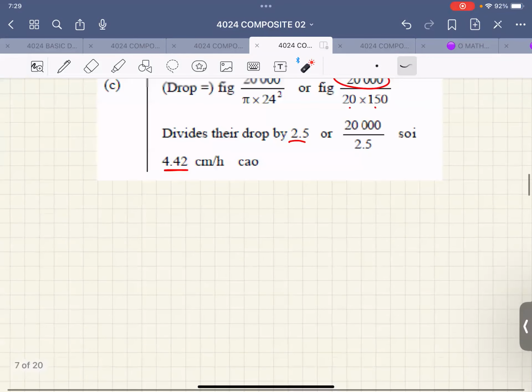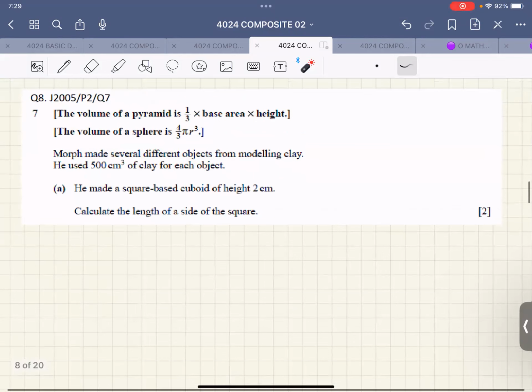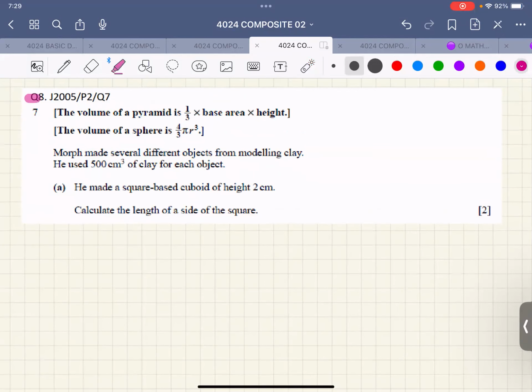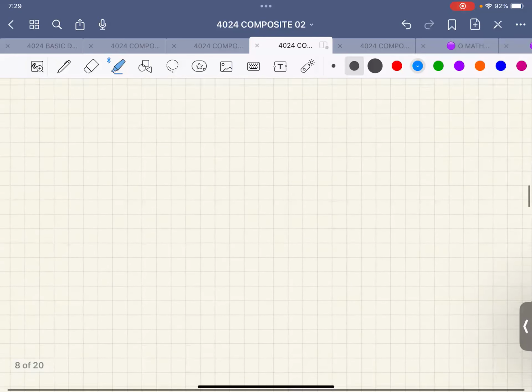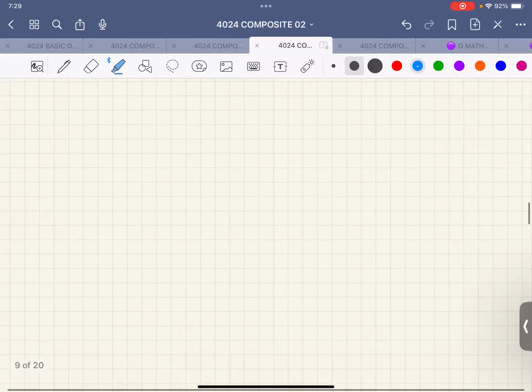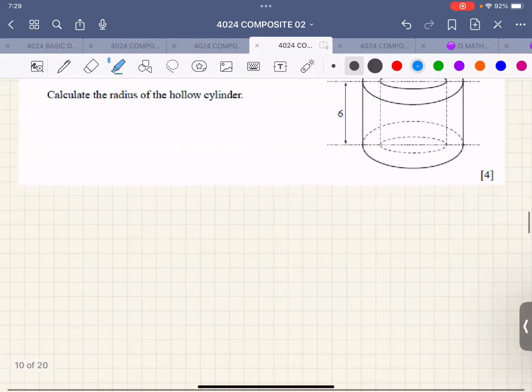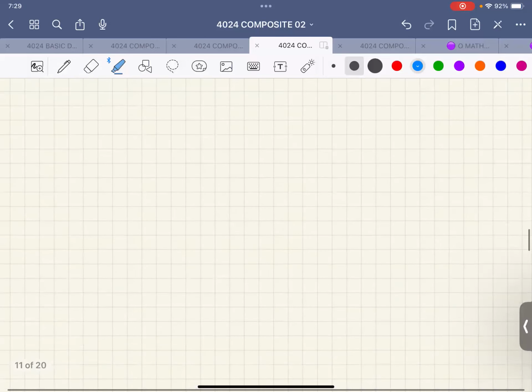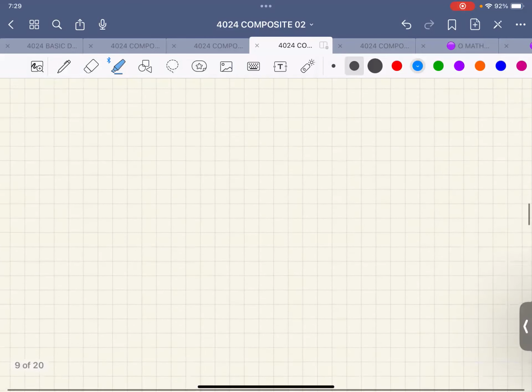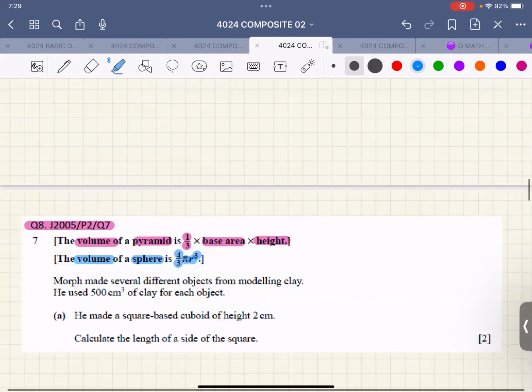Now let's move to this particular question. Now let's see how many parts are there. So first of all, there is this question. We are talking about volume of a pyramid. This is 1/3 base area into height. And then we are talking about the volume of a sphere. That's 4 over 3 pi r cube. And it's about a cuboid. It's about a pyramid. It's about a sphere. It's about 2 cylinders. And then it's about a cone. Now, this is a comprehensive question, basically covering the whole of mensuration. Now, let's get started with this.